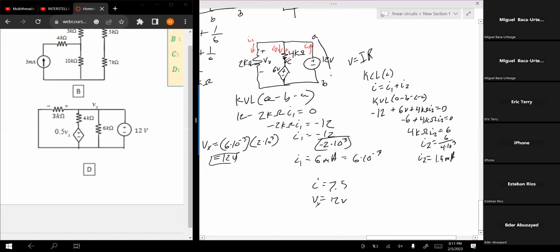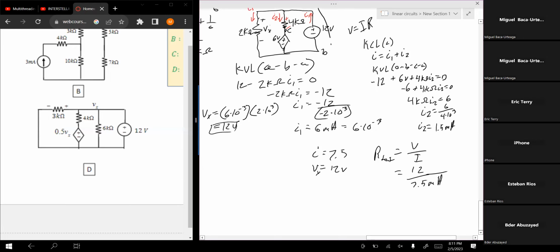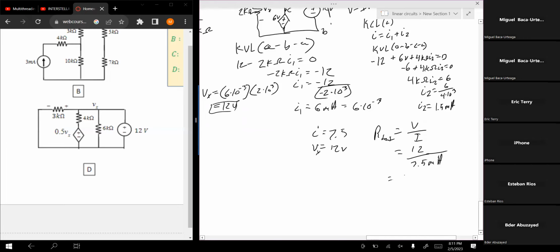Let's remember Ohm's law. We want to find the total resistance. So I could easily say our total is equal to the voltage over the current, which is going to be 12 divided by 7.5 milliamps. If I were to write this out entirely, it would be 7.5 times 10 to the negative 3. And that should give you an answer of about 1.6 kilo ohms as your total resistance.